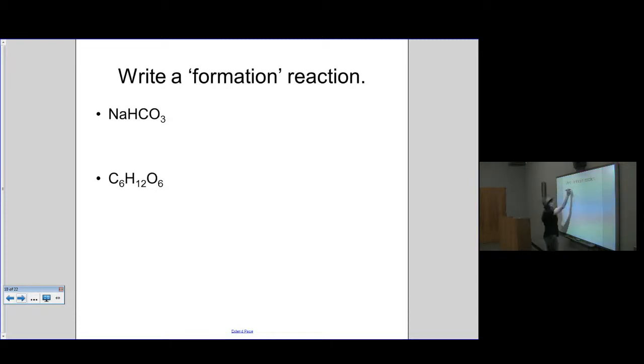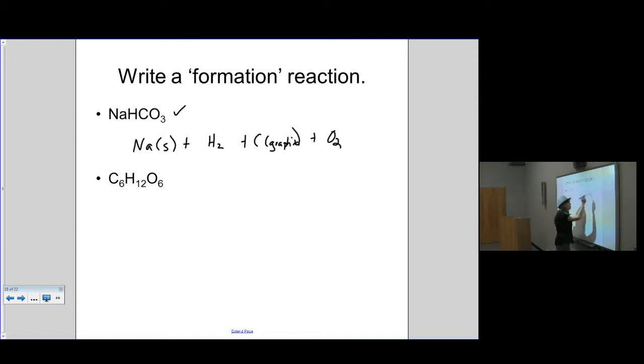So we've got sodium bicarbonate here, and we need to take this apart and decide what the elements are for starters. Sodium is an element as a solid. Hydrogen, that's not just a hydrogen atom. The element in its standard state is H2. We've got carbon, which in its standard state is graphite. And we have some oxygen. And remember, oxygen has to be an O2 molecule.